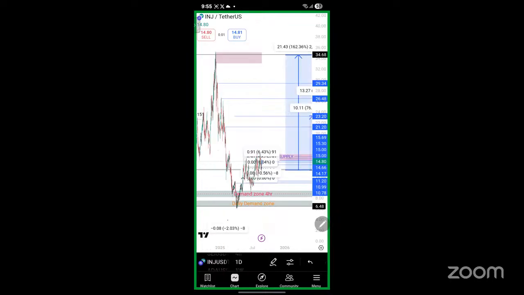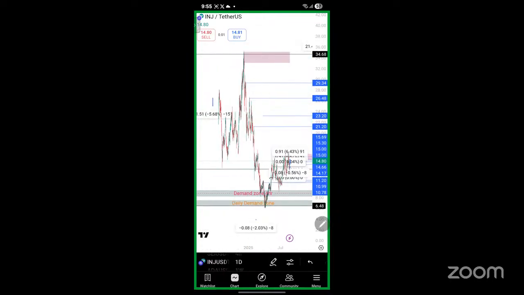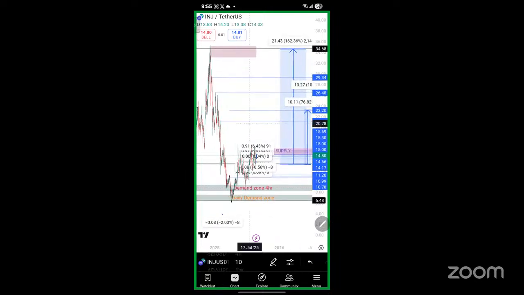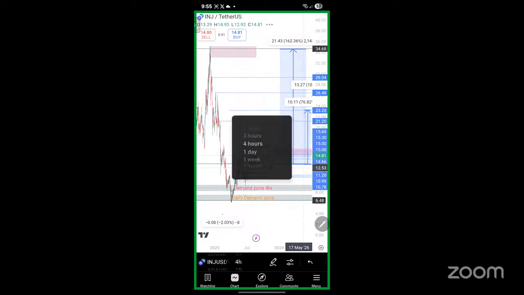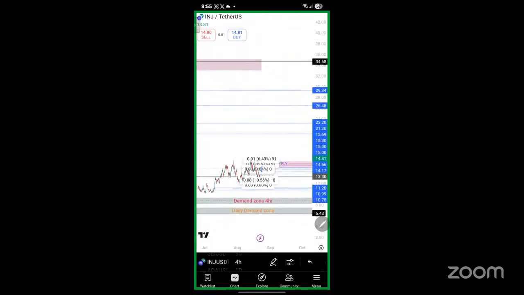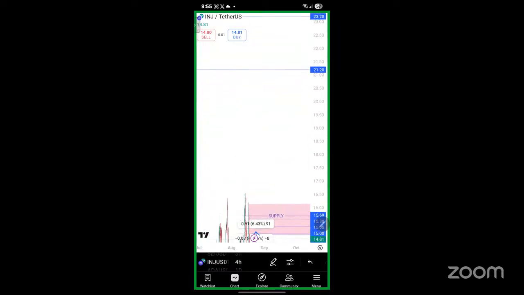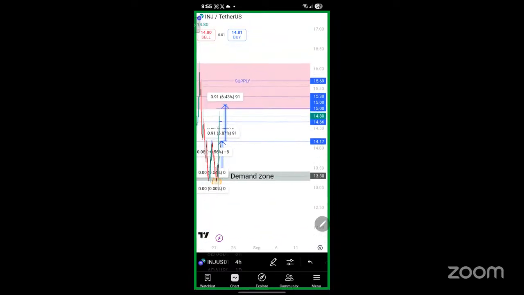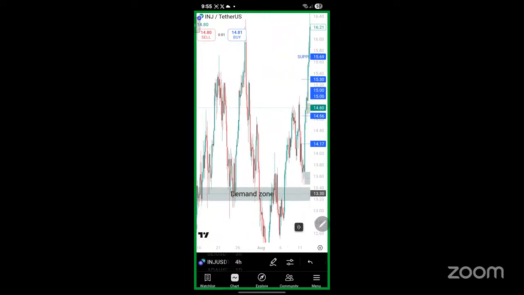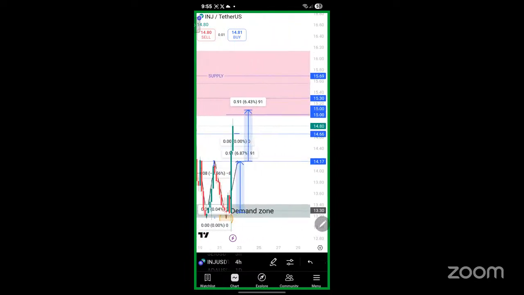You can see that this coin is still going upwards. All of these lines you are seeing are take profit levels. This is a take profit level, and I've shown you today that price has taken out some profit levels. So some take profits today have been hit. Some take profits we have hit today on Injective.